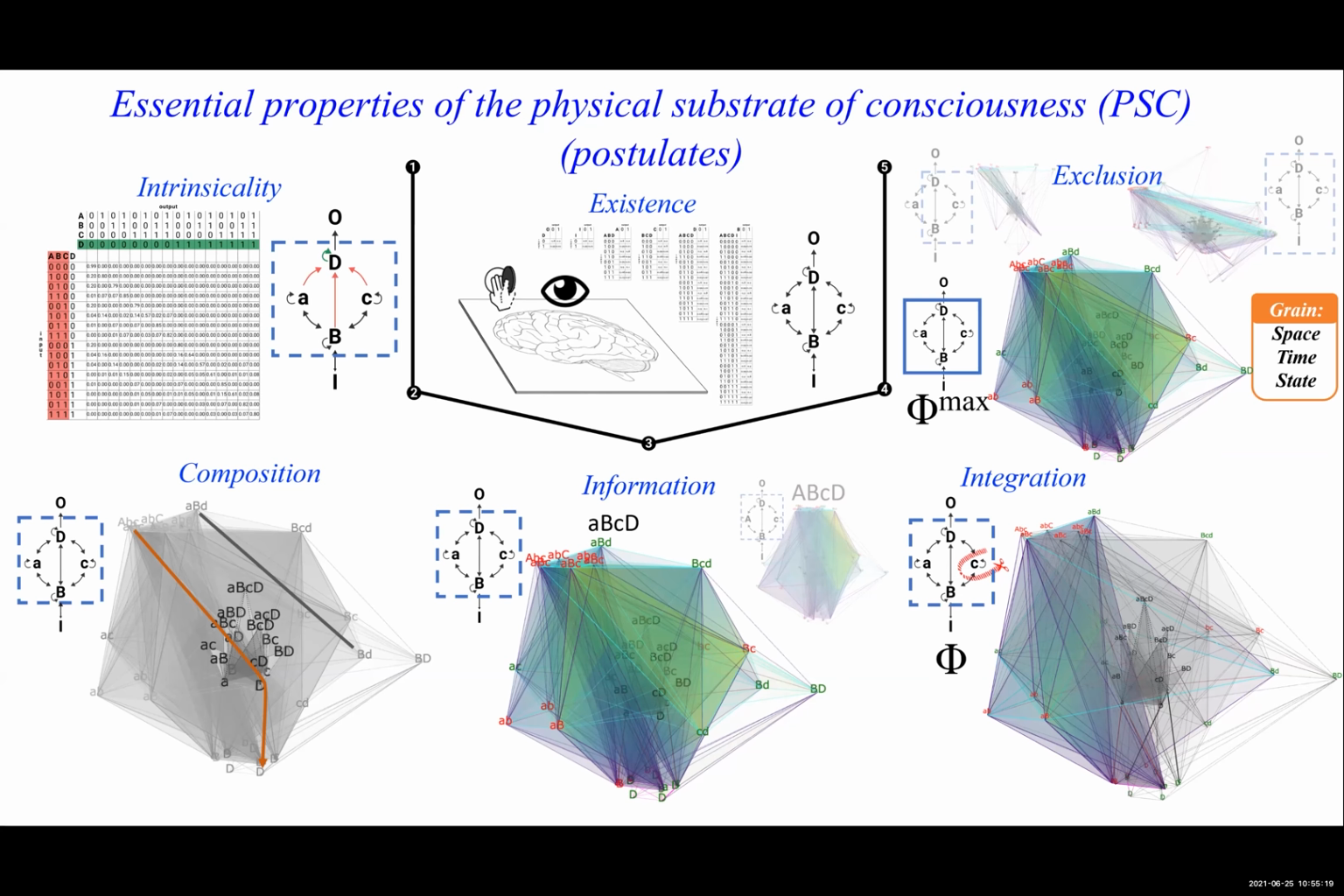A is a part, B is a part, C is a part potentially. A, B is a part, that's composition. So there is a power set that you need to try out to see whether it has causal powers as a part within the system. You do it for all the parts.